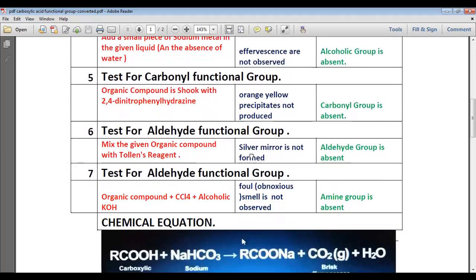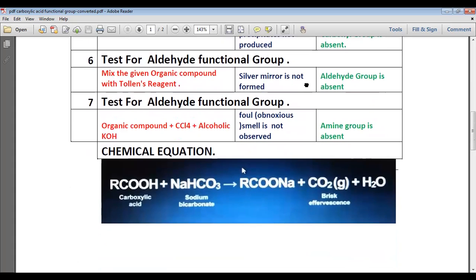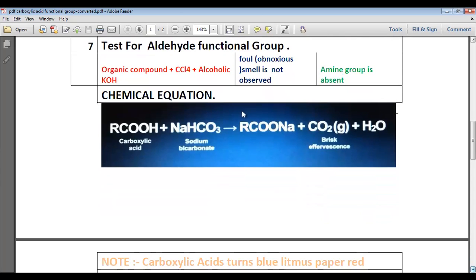In the same way, my dear students, if we take the organic compound and add carbon tetrachloride, CCl4, and alcoholic KOH, which is prepared by dissolving potassium hydroxide in alcohol, a foul or obnoxious smell is not observed in this case, and that is why we can say that the amine group is absent. Now we conclude that the carboxylic acid group is present, so we should write the chemical equation for it.